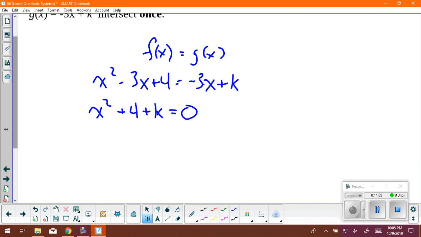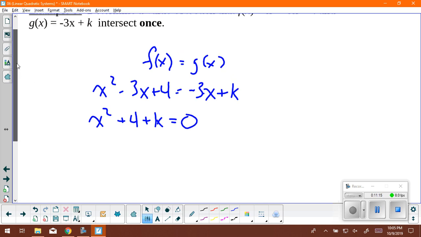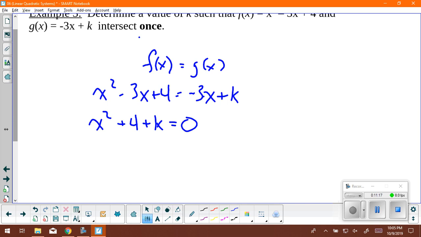Okay, so what we do from here, if they're only going to intersect once, that was my goal, to see if they intersect once. Well, that would mean my solution to my quadratic would only have one solution. I only get one thing. So this is tying into the discriminant. So what should my value of k be such that I only get one solution here?